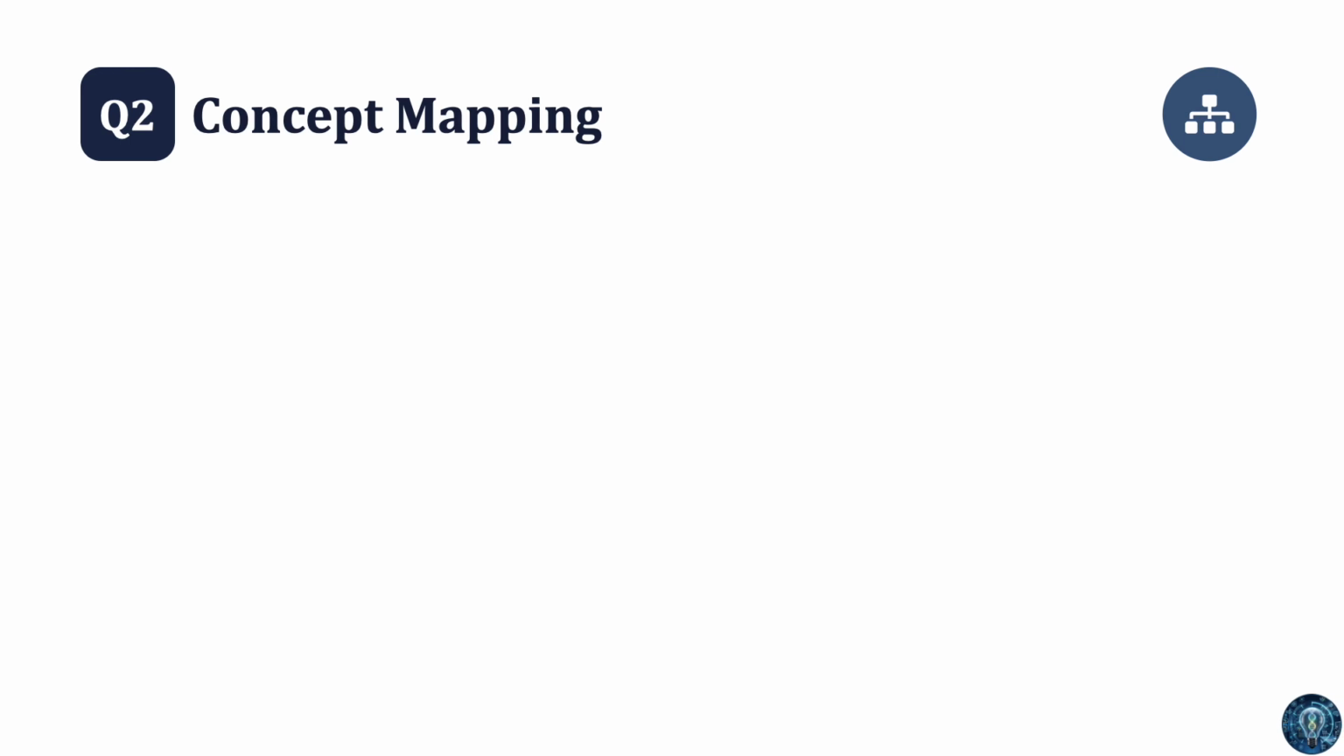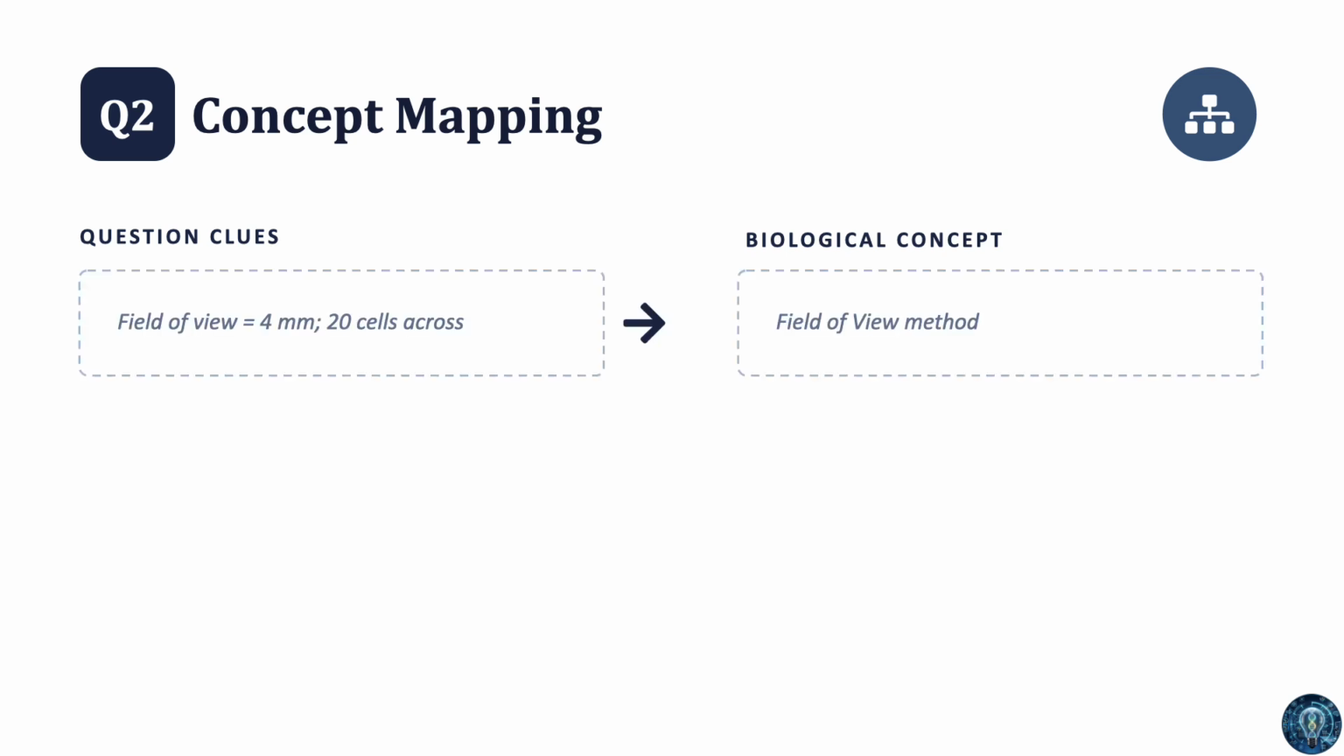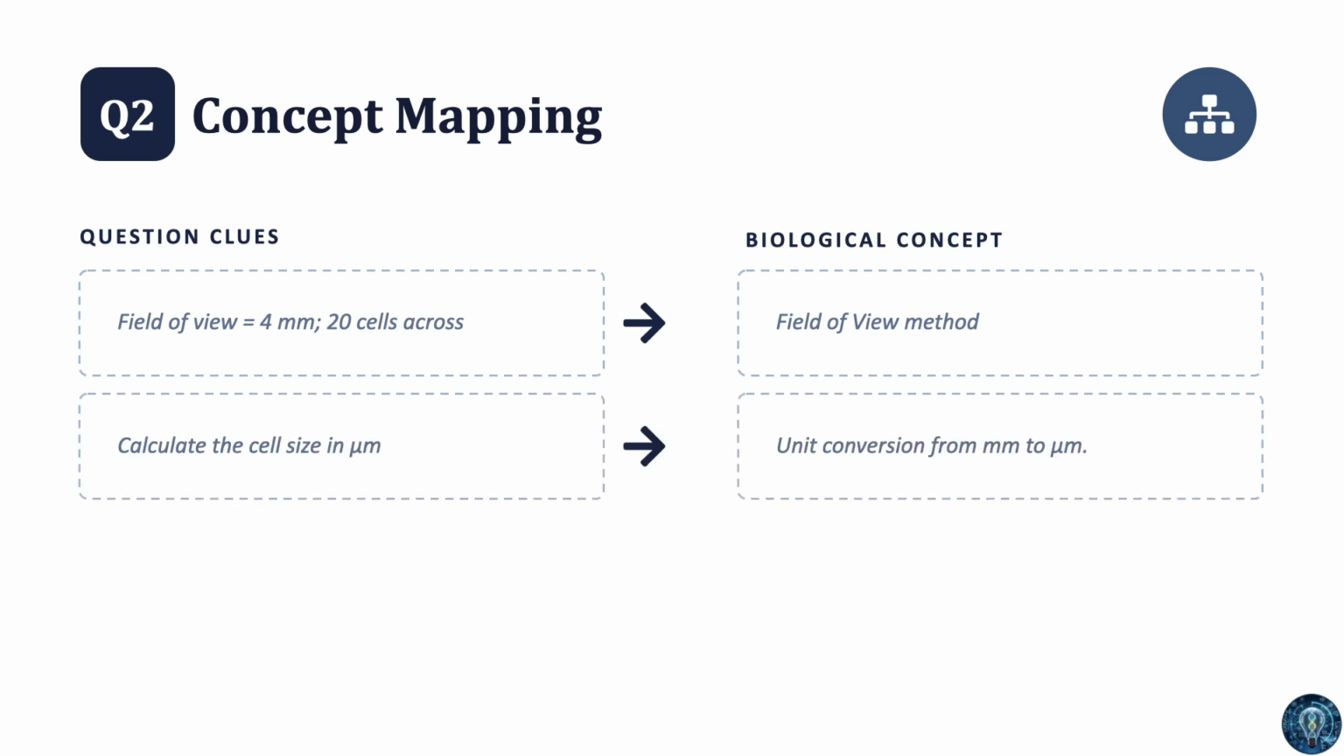Now, let's identify the clues in the question and map them to the correct biological concepts. The first clue is field of view is 4 mm and 20 cells across. This tells you that the question is about estimating the size of one cell using the field of view method. The second clue is calculate the cell size in micrometers. That should immediately remind you to perform a unit conversion from millimeters to micrometers.